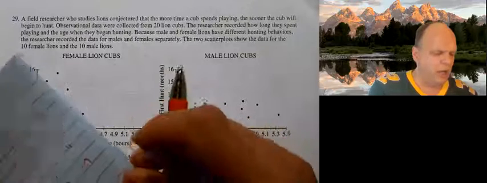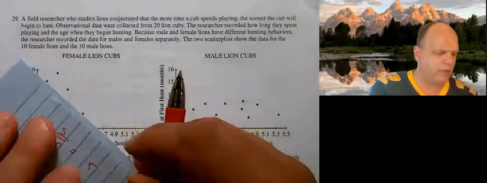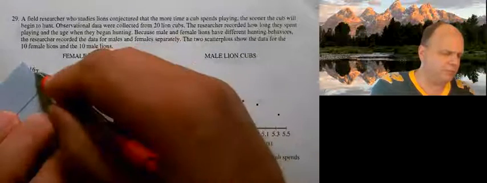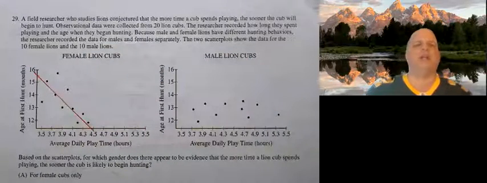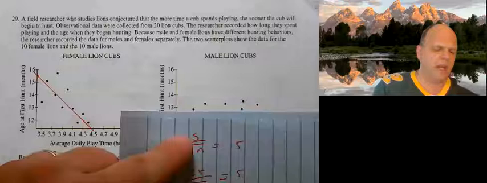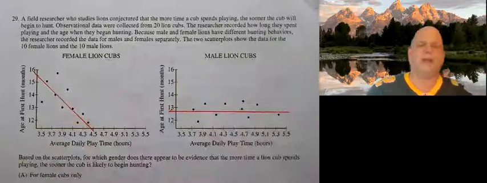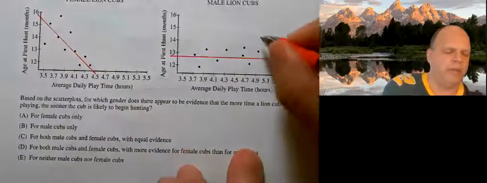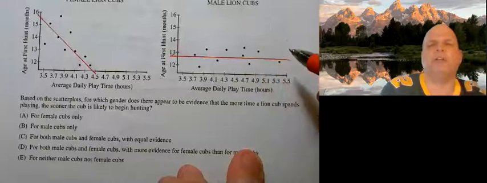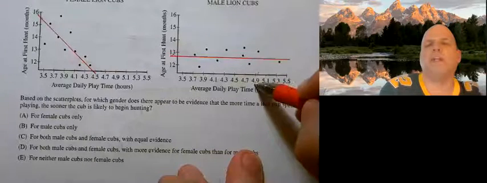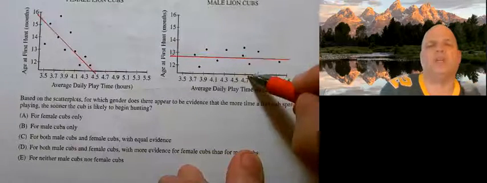And if I were drawing a regression line, my regression line for the females would look something like this. And I don't know if that's right or wrong. It doesn't really matter. It's going to be close enough. And for the males, I get approximately a horizontal line. Well, the interesting thing about a horizontal line means if my slope is 0, I can make no prediction because regardless of the play time, the age doesn't seem to change.